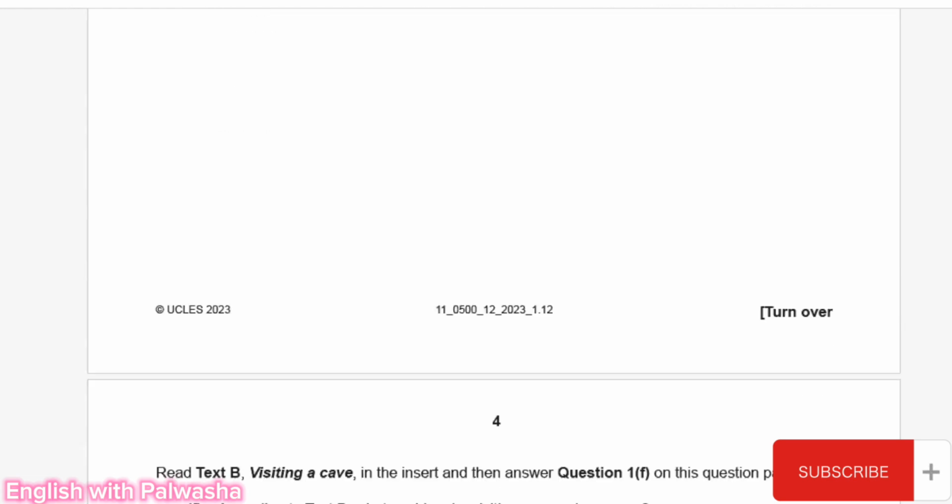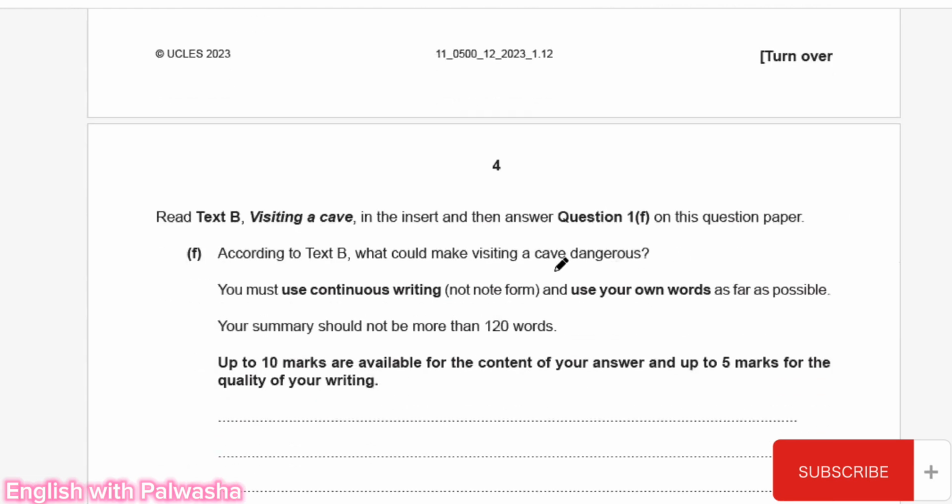And then comes text B. Again they have given you text B. Read text B, visiting a cave, in the insert, and then answer question number 1, part F on this question paper. Basically, this is going to be a summary writing, a continuous writing. How do we need to write a summary? Any idea, Deborah? Basically, I've heard you should highlight the main points from the text and then mold it into your own words.